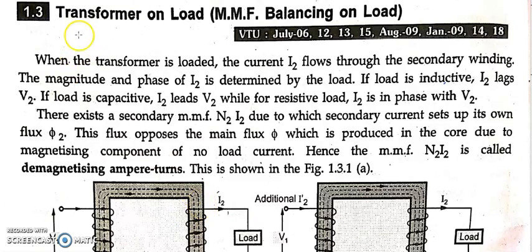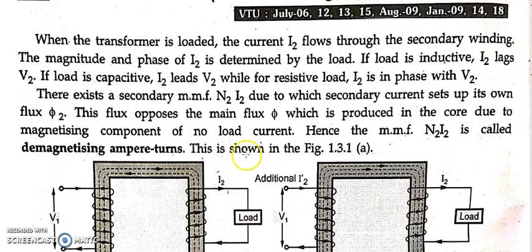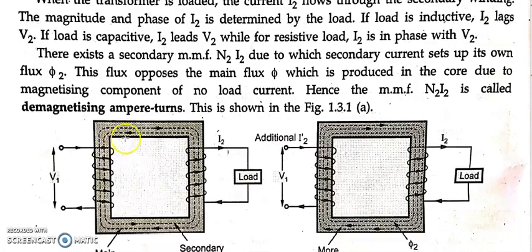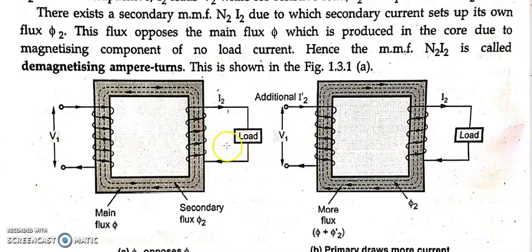Now let us dig into this, that is transformer on load, MMF balancing on load. Why is it called MMF balancing? After completion of this topic, you will understand why. Now, although they have connected a load over here, for now we are going to consider this as open circuit, meaning assume that there is no load connected here. If there is no load connected, then I2 will be equal to 0.